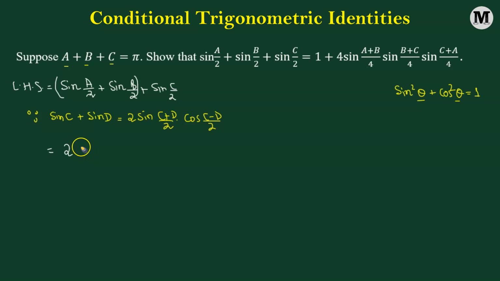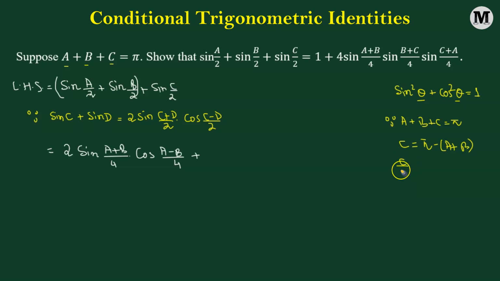Now let's use this to combine the first two sine functions. So we should get 2 times sine of angle (a plus b) over 2, but we again have to divide by 2, so that makes it 4 in the denominator, multiplied by cosine of the angle (a minus b) over 4, plus we have sine c over 2. But what we can do is change this angle c over 2. We're going to use the condition. Since a plus b plus c equals pi, c can also be expressed as pi minus the angle a plus b.